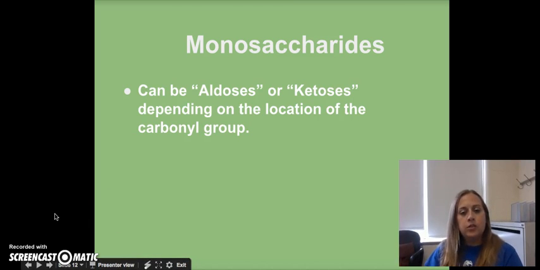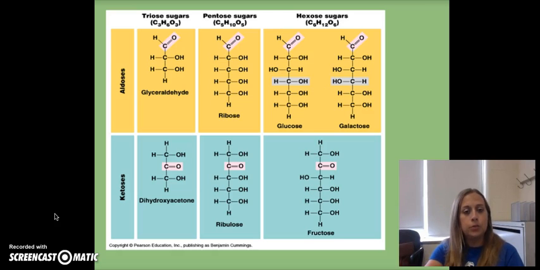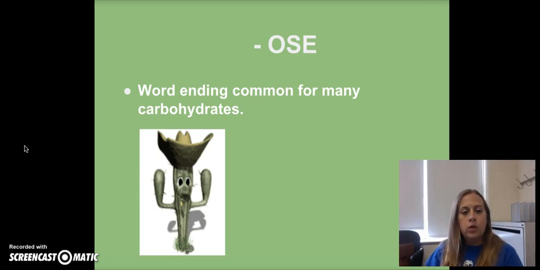And these can be aldoses or ketoses. We talked about aldehydes and ketones this past week. And so it all depends on the location of that carbonyl functional group. So here we have the aldoses. You can see that carbonyl group is on the end of a carbon chain. And then with the ketoses, the carbonyl group is in the middle of the carbon chain. Now some examples are going to be glucose, galactose, ribose, and fructose. And hopefully you caught on that they all end in -ose.